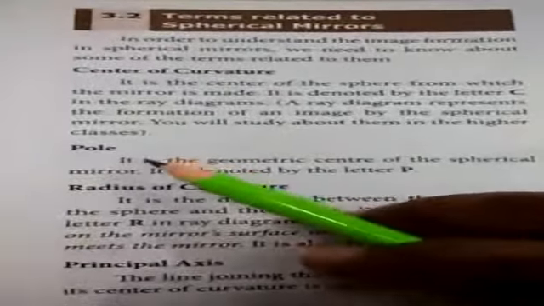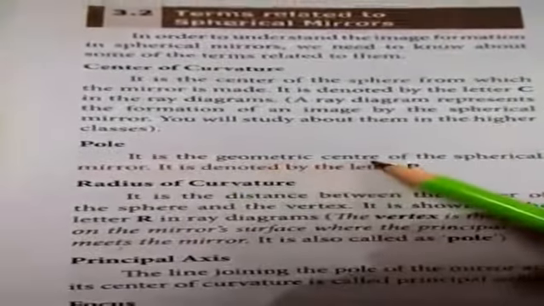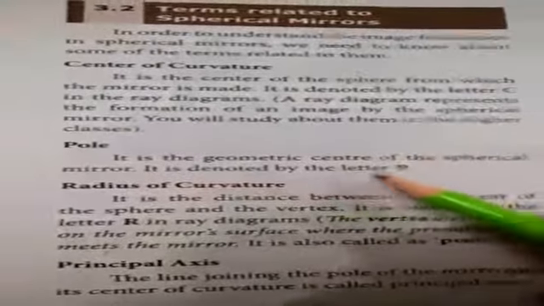Next one, pole. It is the geometric center of the spherical mirror. It is denoted by the letter P. In the diagram, this one is the pole. It is the geometric center of the spherical mirror and it is denoted by the letter P.